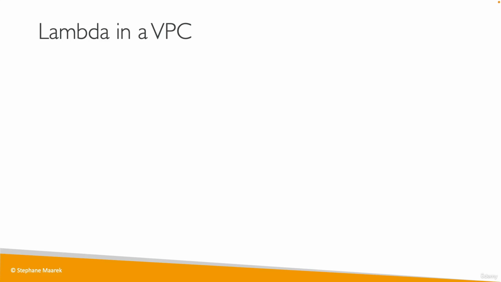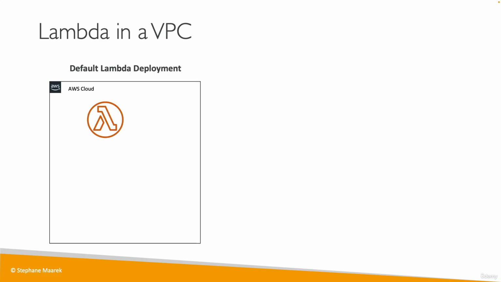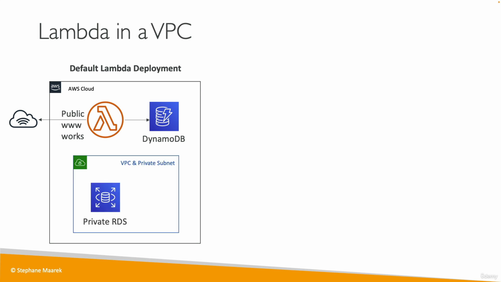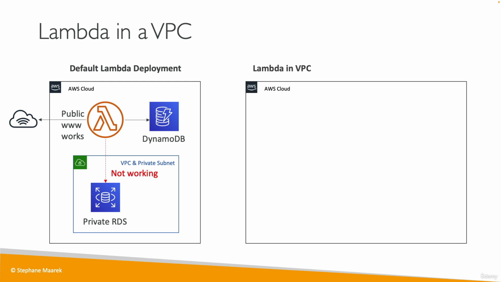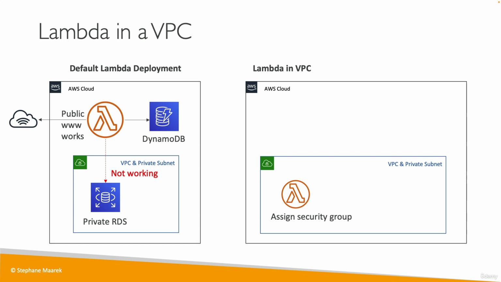So now let's talk about how Lambda functions work when you deploy them in a VPC. By default, when you deploy Lambda, it's deployed in the cloud of AWS, and so you get access to the public internet. You can access the public API of DynamoDB. But in case you have a private RDS database in your private VPC and private subnet, then it's not going to work.